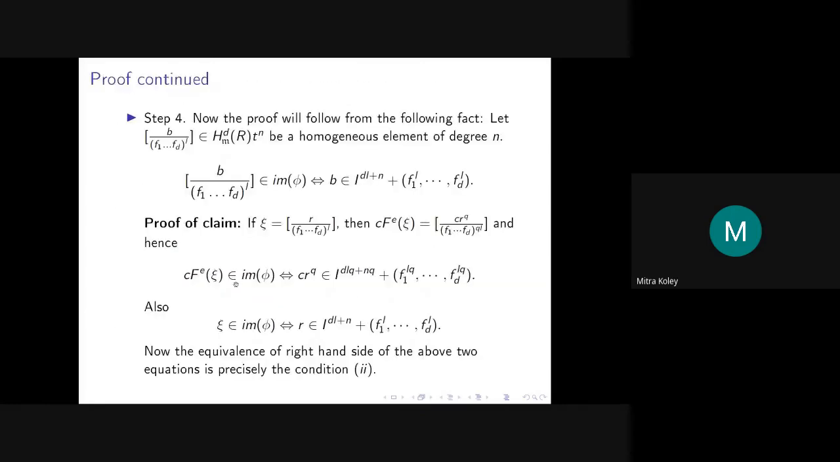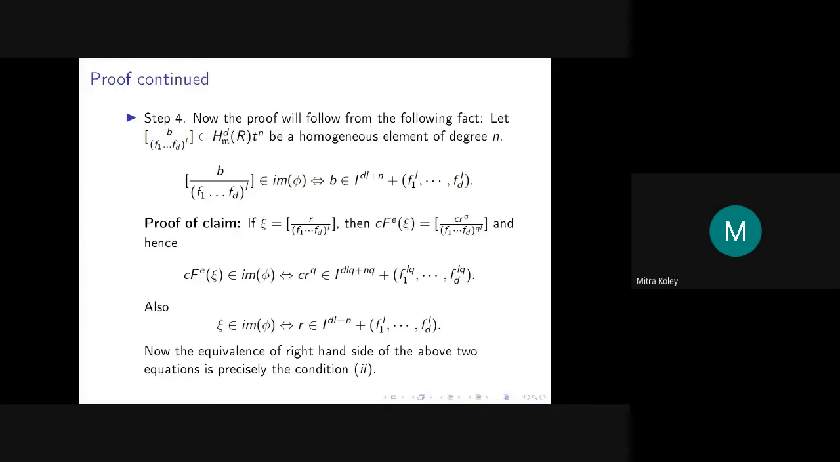Now the proof will be complete if we use the following fact: an element b, this fraction b by f1 ... fd to the l, in the local homology module of R, will be in the image if b is in the ideal (I^[l]) plus N plus the ideal generated by f1^l to fd^l. So using this fact, we will prove the claim.